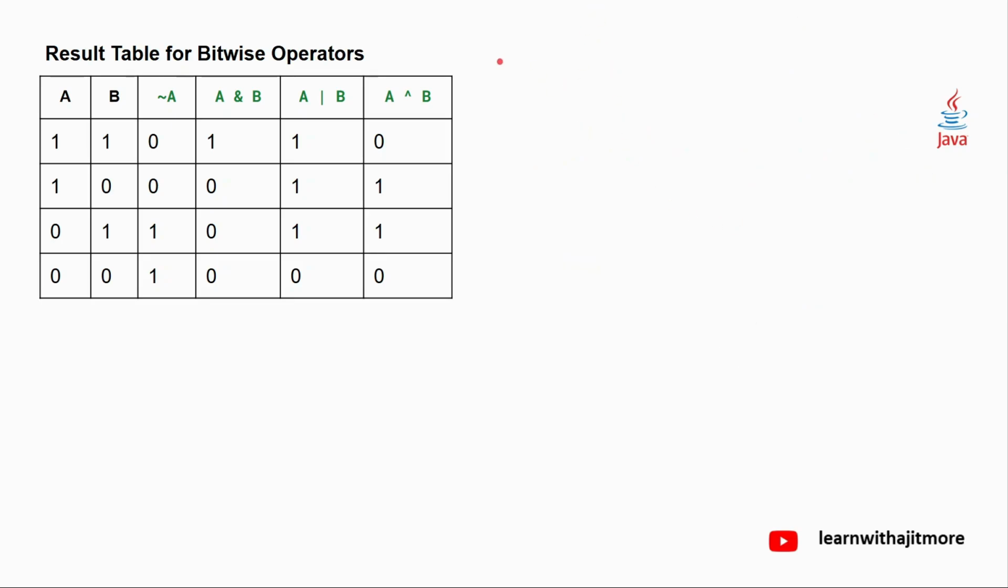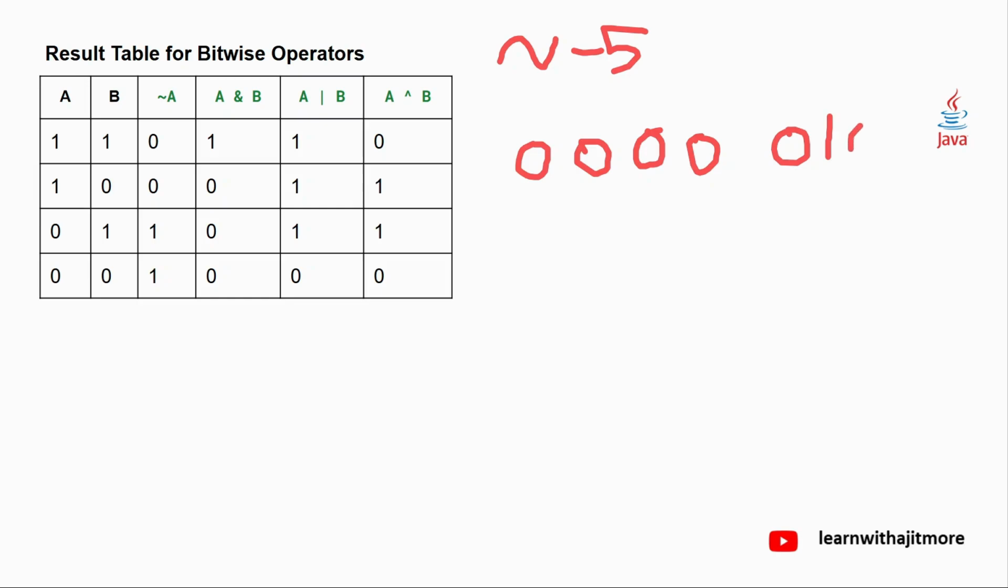Getting? Suppose I'm telling you to find out tilde of minus 5. Let's see. Now the question is how to represent minus 5 in memory, isn't it? So first represent plus 5 in memory. 0, 0, 0, 0, 0, 1, 0, 1. Is this plus 5, guys? Yes. 4 plus 1. Remember, this is 1, this is 2, this is 4, this is 8, this is 16, 32, 64, 128. So here 4 and 1, 5.